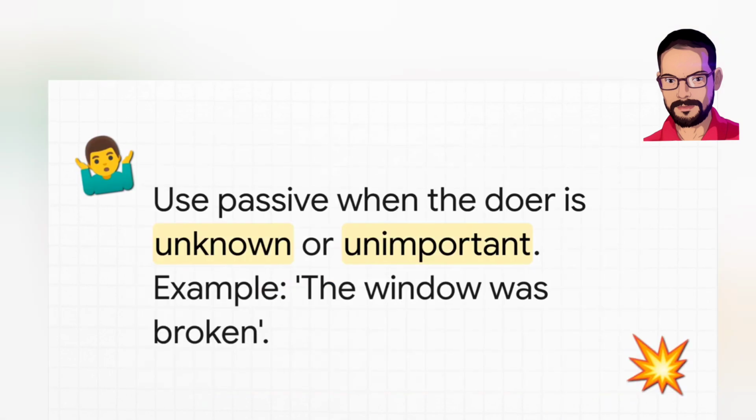So you might be thinking, okay, but why would I ever want to use the passive voice? Well, it's actually incredibly useful. Think about a sentence like, the window was broken. In this case, maybe we have no idea who broke it, or maybe we just don't care. The most important point is that, hey, the window's broken. The passive voice lets us put the focus right where it needs to be, on the result.